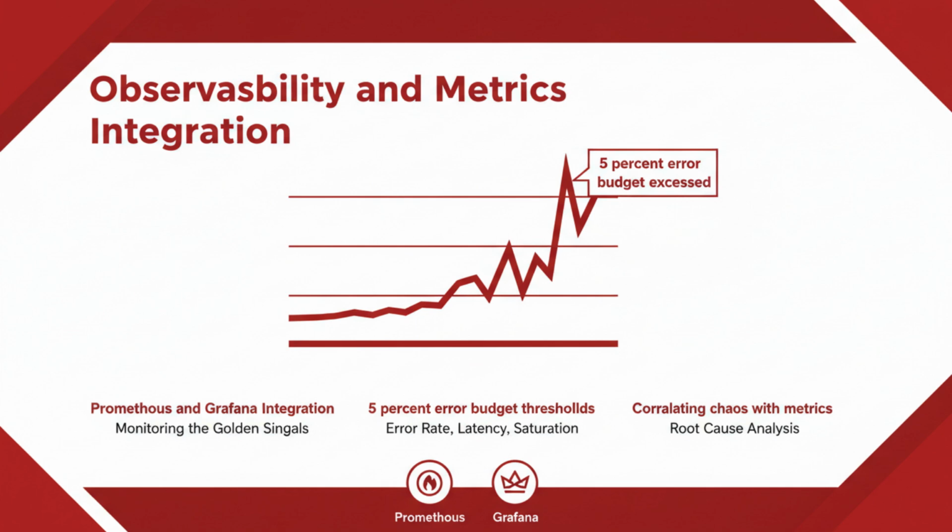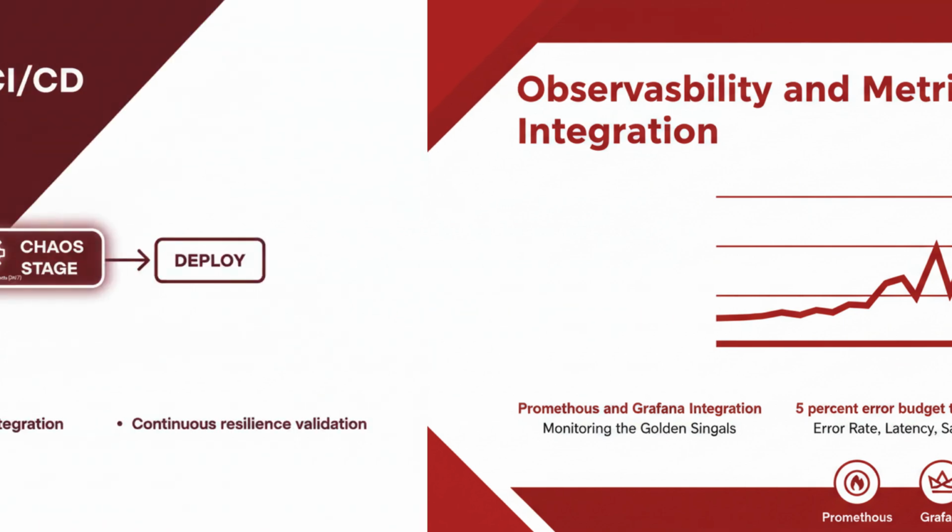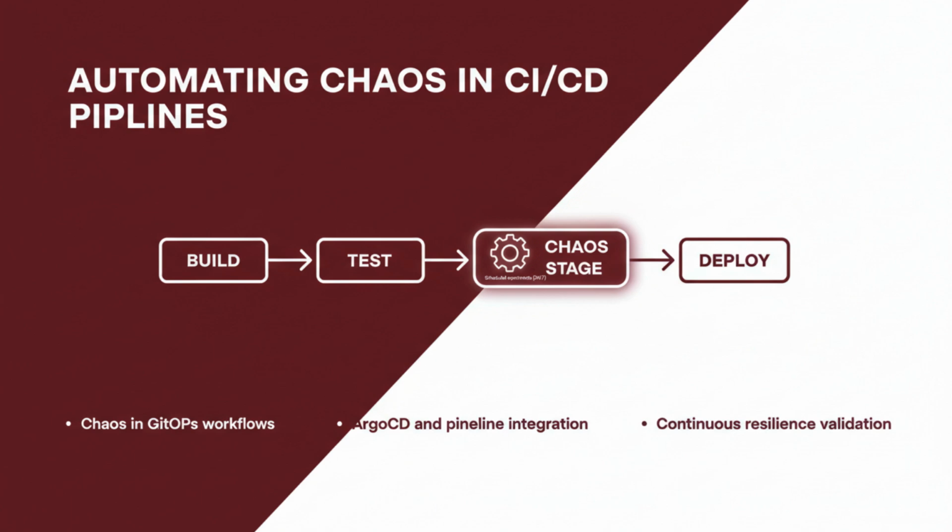If we cannot see the failure in our dashboards, our observability is insufficient. This phase of the process often reveals gaps in our logging and alerting strategy. By correlating chaos events with metric deviations, we gain a clear picture of exactly how failure propagates through our service mesh and downstream dependencies.